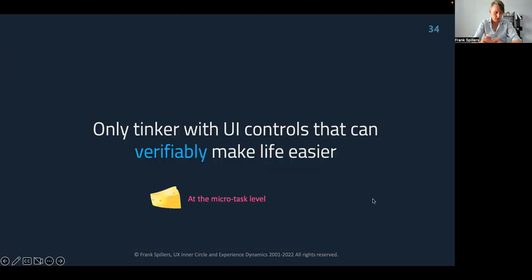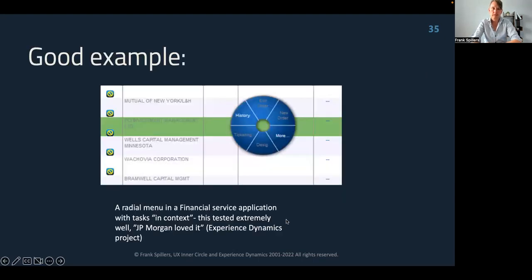So the tip here is only tinker with UI controls that can verifiably make your user's life easy. Verifiably meaning user testing at the micro task level. Try to innovate at that level, where they're completing tasks. Instead of something bigger, like navigation, where are you going to put it? Oh, at the bottom. Why are you putting it at the bottom? Oh, because I'm used to that, because I stay on my phone all the time. I use mobile apps. Well, that's not the web. You can't transfer your familiarity as a designer over to your users.